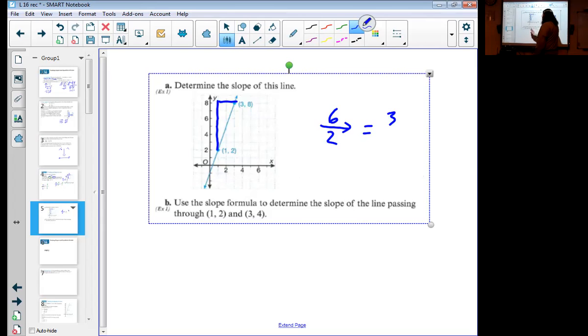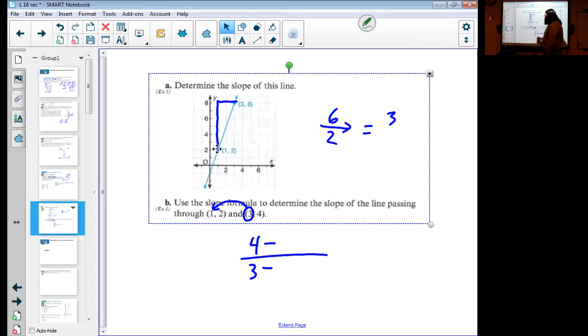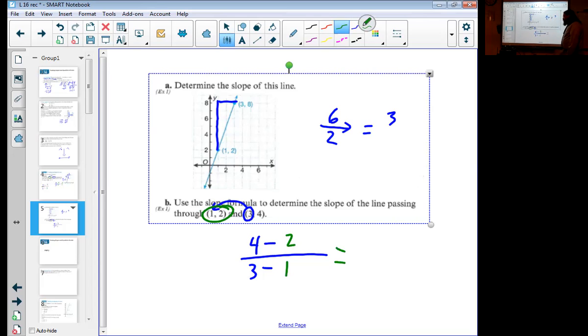I'm looking at these points, and I've got 1, 2, 3, and 4. So here, my 3 is bigger than 2. So this point is going to go first. We have 4 over 3. You take the last one, you put it on the top, put the first one on the bottom, minus and minus, because you're always doing minus and minus. 4 minus 2 is 2. 3 minus 1 is 2. We have 2 over 2, which is equal to 1.